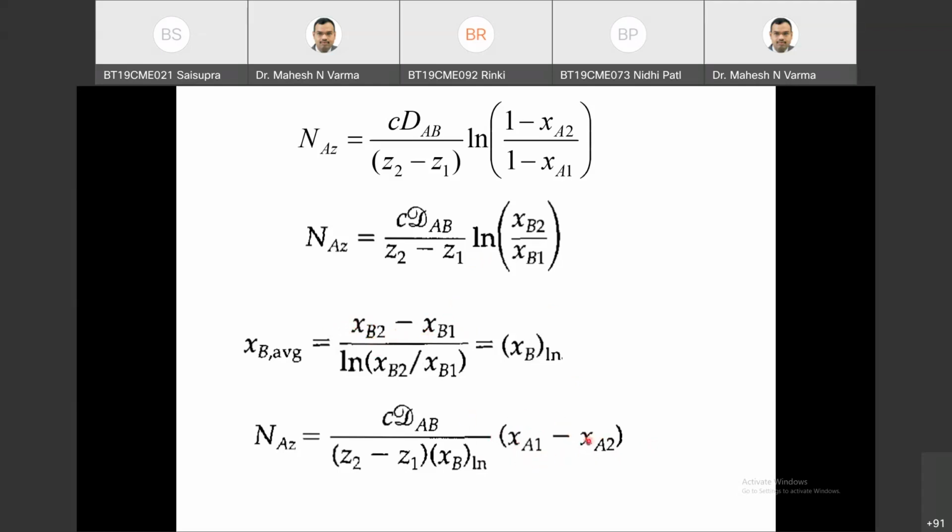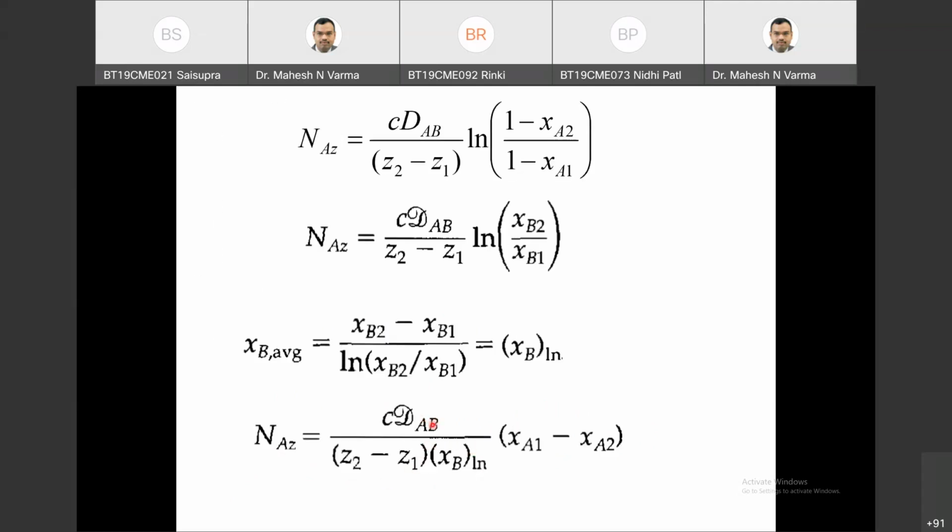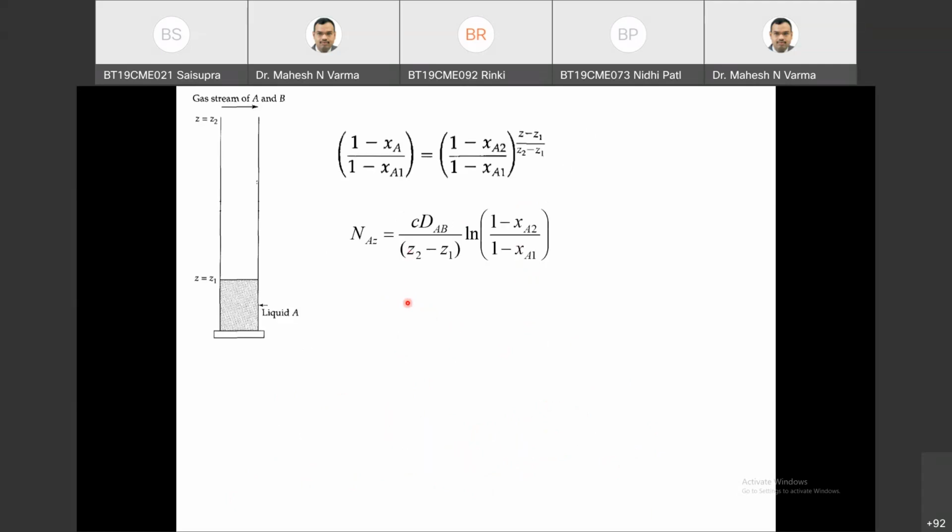So substituting this and rearranging, you can say this is a simplified flux profile, concentration profile and flux profile. So we can summarize this. So this can be written like this. The concentration profile can be written in terms of XB2 and XB1. Similarly, the flux profile can be written in terms of the logarithmic mean concentration and XA1, XA2 or XB2, XB1. So this is the simplified form of flux. This is what we have discussed now, the basic equation which we derived.